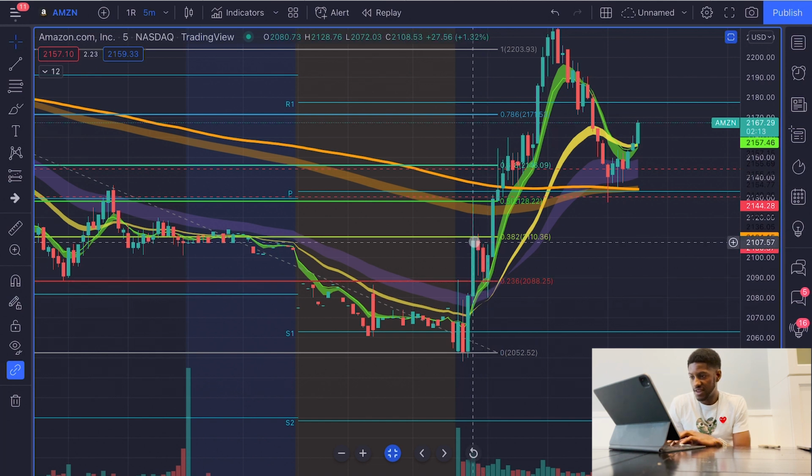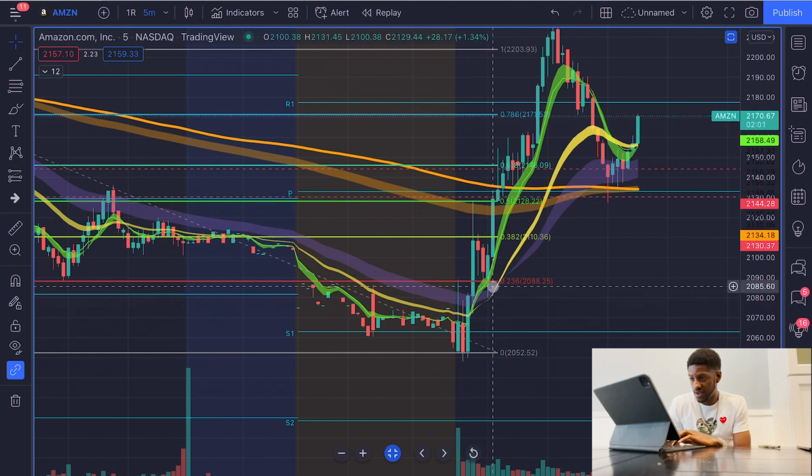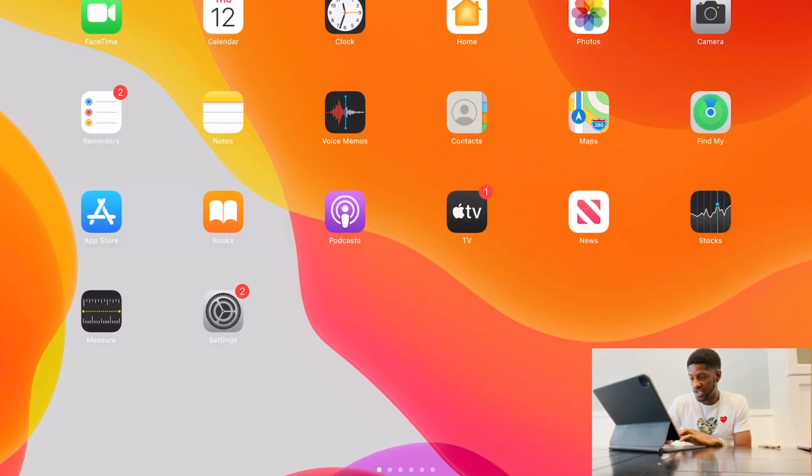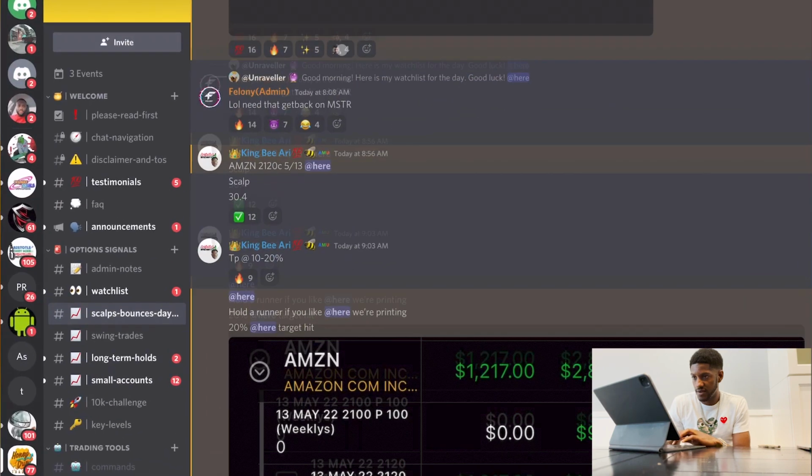Now, after it came back up, it rejected this level, and I ended up taking that put there too. So I did take puts here. That was the first trade I did right here. It was puts here. But then here is where I bought calls. And then I got out here and took profits right here. Once I bought calls here, rolled it all the way up here. And I even told my group chat that right here in the Discord.